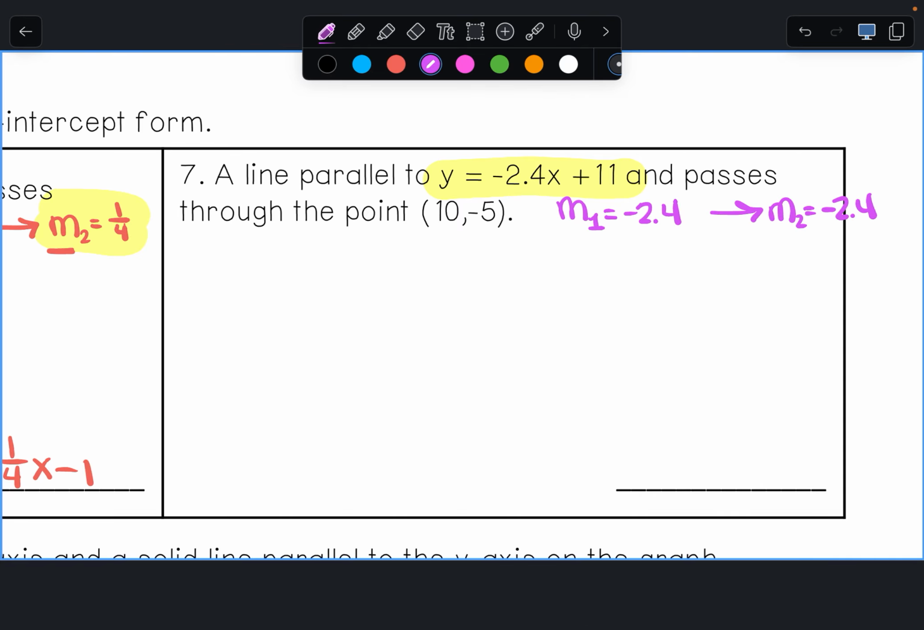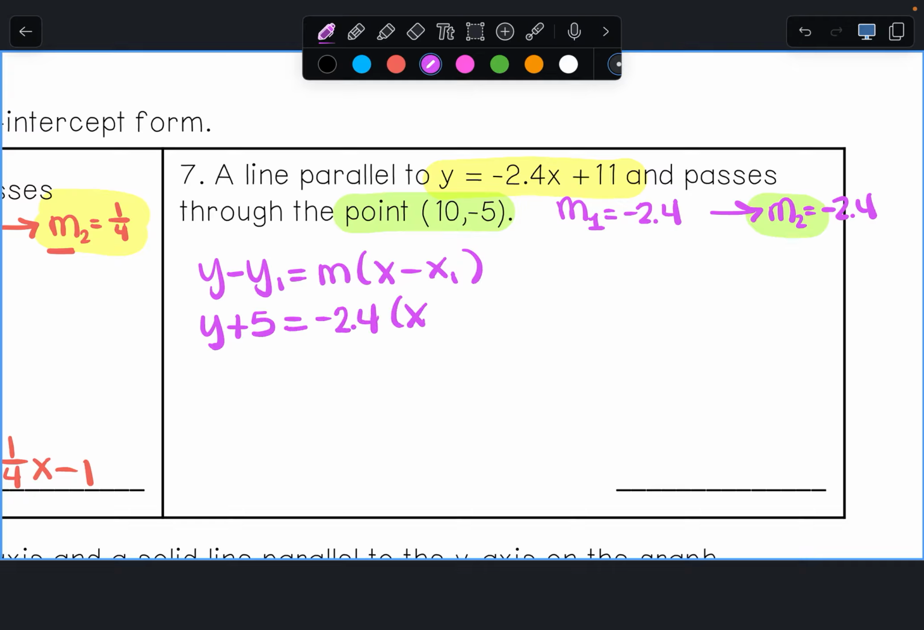Okay. Now, because the information that we have is the slope and a point, what can we use? Point slope form. That's not going to go away. If you're seeing it today, more than likely with perpendicular lines, you're going to see it again. So you need to know how to solve these types of problems. When we plug in the numbers, what do we get? y plus 5 equals negative 2.4 times x minus 10. Okay.